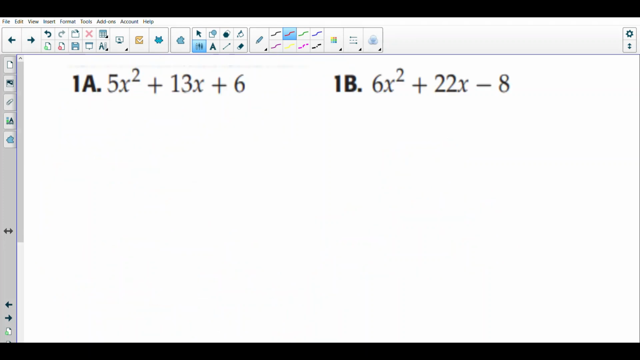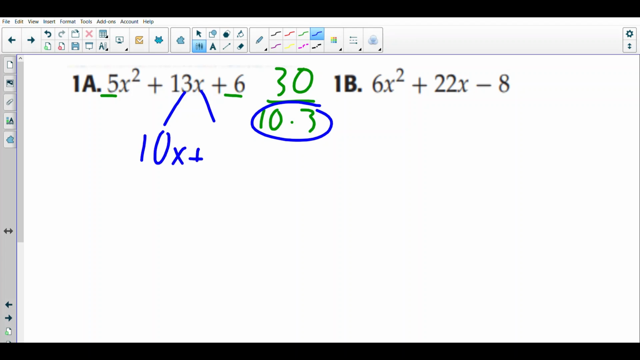Okay, so 5x squared plus 13x plus 6. I'm just going to multiply. 5 times 6 gives me 30, and I want factors that add up to 13. Well, I can see 10 times 3, really simply. So I'm going to split that 13 into 10x plus 3x, and bring with it the 5x squared plus 6. Now we're going to group.